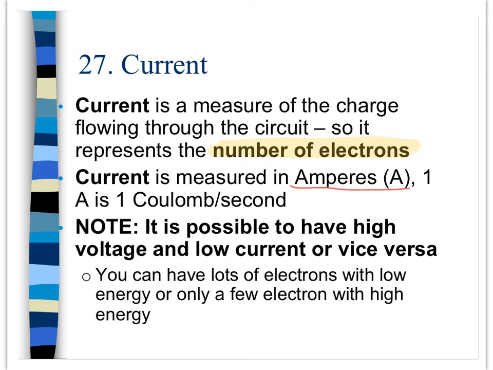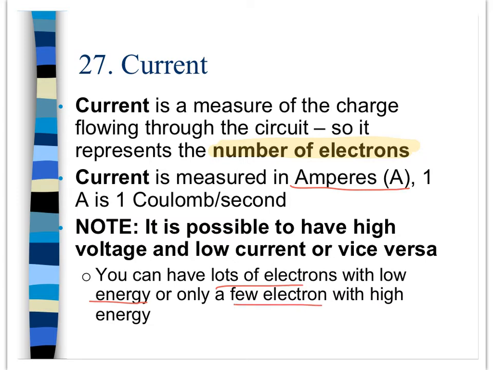We're going to eventually get to an equation that's going to describe the relationship between current and voltage, but I do want you to know it's really important that they are two different quantities, and it is possible to have a high voltage and a low current. It's also possible to have a low voltage and a high current. So, for example, you could have a lot of electrons flowing through the circuit, but each individual electron doesn't have a lot of energy. That would be an example of high current, because it's lots of electrons, but low energy, so low voltage. Or the reverse is possible.